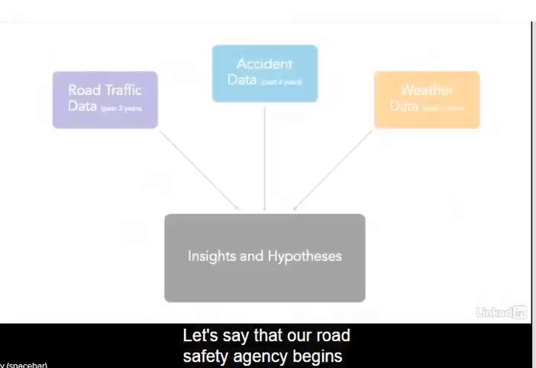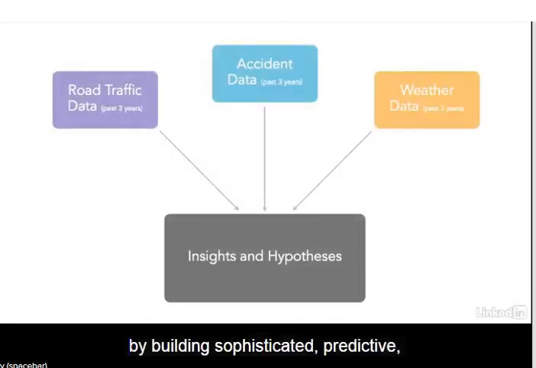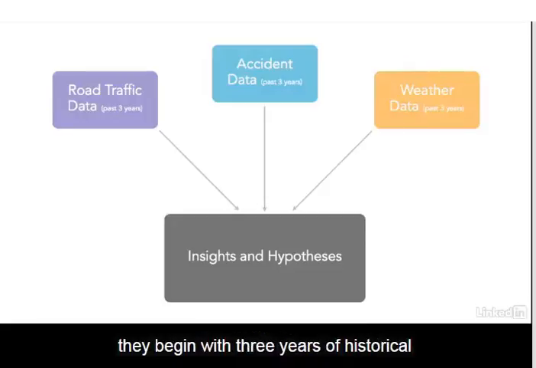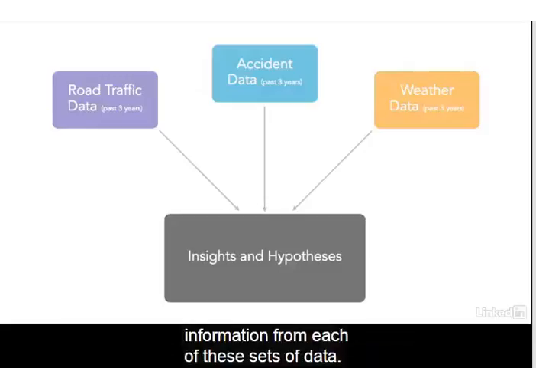Let's say that our road safety agency begins by building sophisticated predictive and discovery analytical models that primarily use three types of data: road traffic data, accident data, and weather data. And to get themselves started, they begin with 3 years of historical information from each of these sets of data.